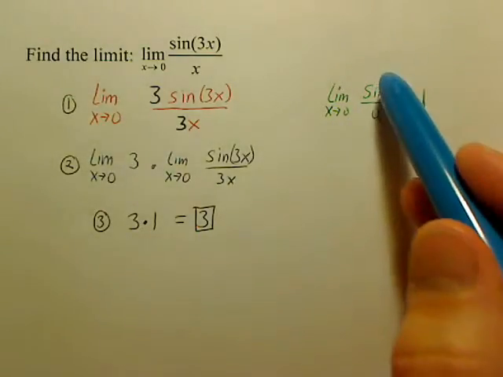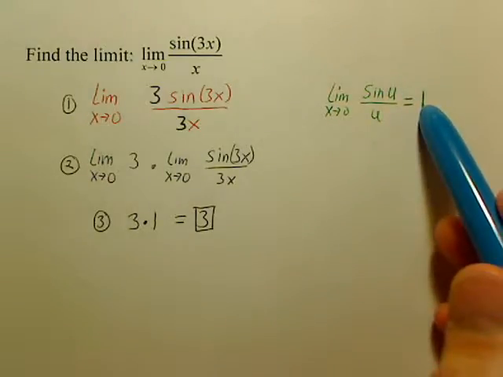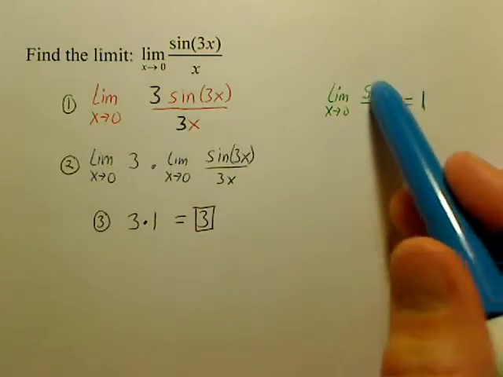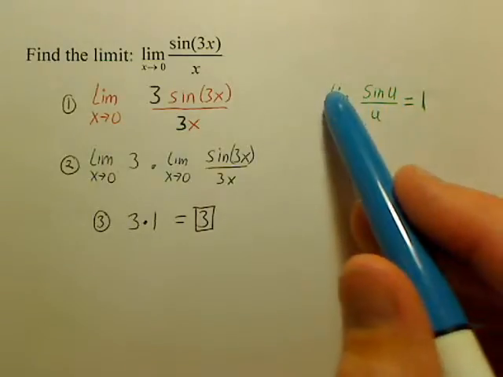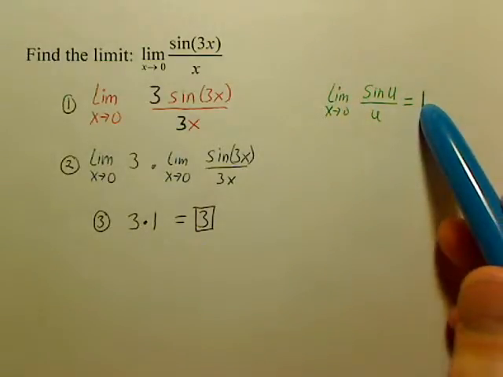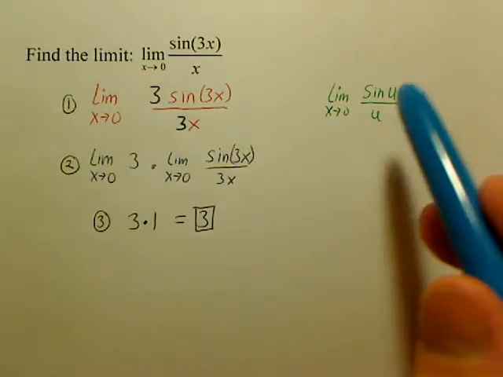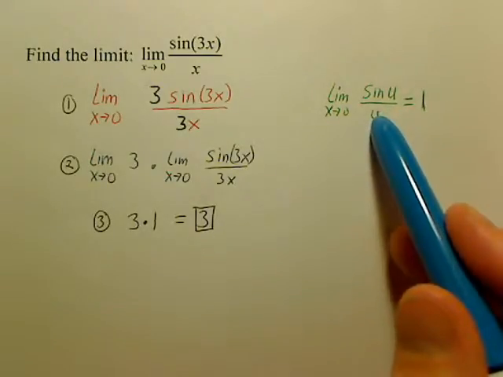Now, by the way, it could also be u over sine u equals 1 as well. You can have the reciprocal of this as the limit approaches 0. It would also be 1. So just be aware of that. It's important to memorize that.